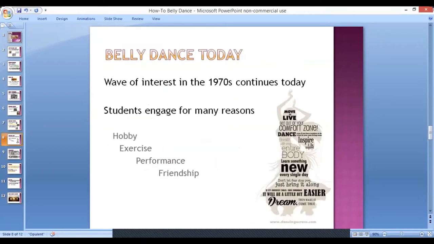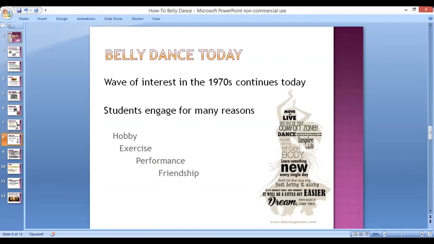And belly dance today. There was a wave of interest in the 1970s. You could say all us hippies decided it would be a cool thing to do. I'm not really sure what got it started. I do know that there was a woman in California and a gentleman in New York, and they were teaching classes, and people were interested in getting involved for many reasons, as you see here: as a hobby, as exercise, because they wanted to have performance opportunities. And then friendship. I can't tell you, in the years since I first took a belly dance class at the Y in the late 70s through today, I've met so many wonderful people around the world and made a lot of lasting friendships.